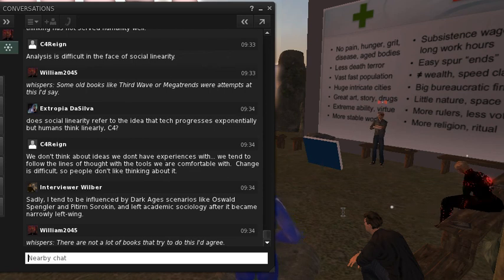William Bainbridge says he tends to be influenced by Dark Ages scenarios, by certain authors, and left academic sociology after it became narrowly left-wing. I'd be interested in looking up those references and finding more. Are they social science analyses that try to analyze a scenario in some detail, given particular assumptions, or do they do a standard thing? I don't know. I'd like to know.